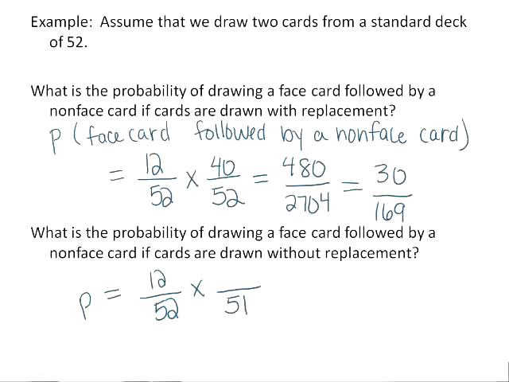Right? We have one less card in the deck because it was not put back in the deck because these are drawn without replacement. Now we had 12 face cards to start with. Assuming that one of those was drawn on the first pick of your cards, how many non-face cards do you still have left? Well, there are still 40 in the deck because a face card was drawn on the first one. So when we multiply, we have 480 divided by 2,652, and reducing that fraction to 40 divided by 221.